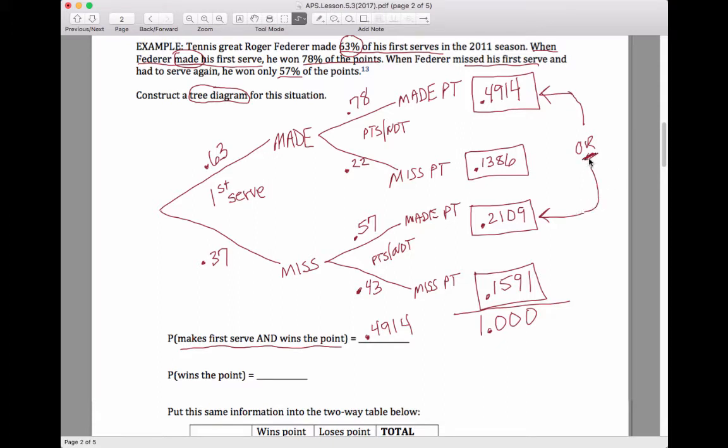And generally when you use the word or in probability, you're going to add those together. So if you do in fact add 49% and 21%, you get about 70%. There's about a 70% chance that he gets the point. You can tell now why he's a pretty good player. 70% of the time, no matter what, he wins the point. That's going to win a lot of tennis matches in the long run, of course.